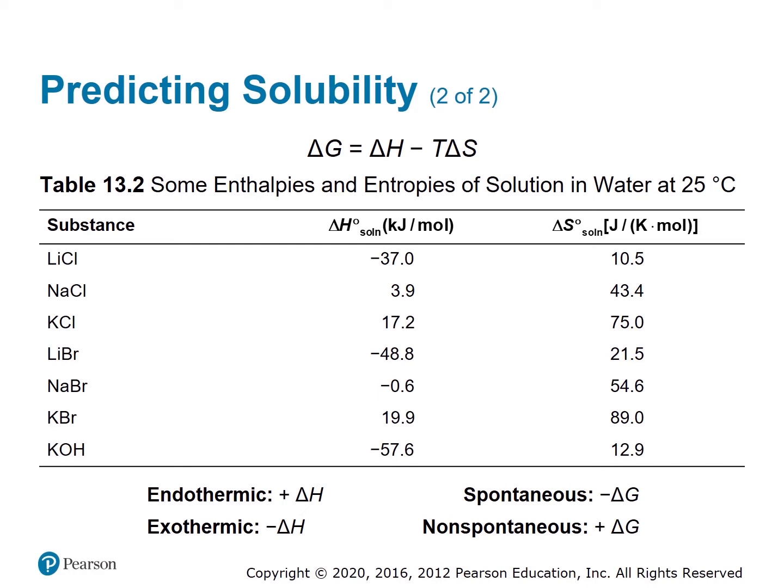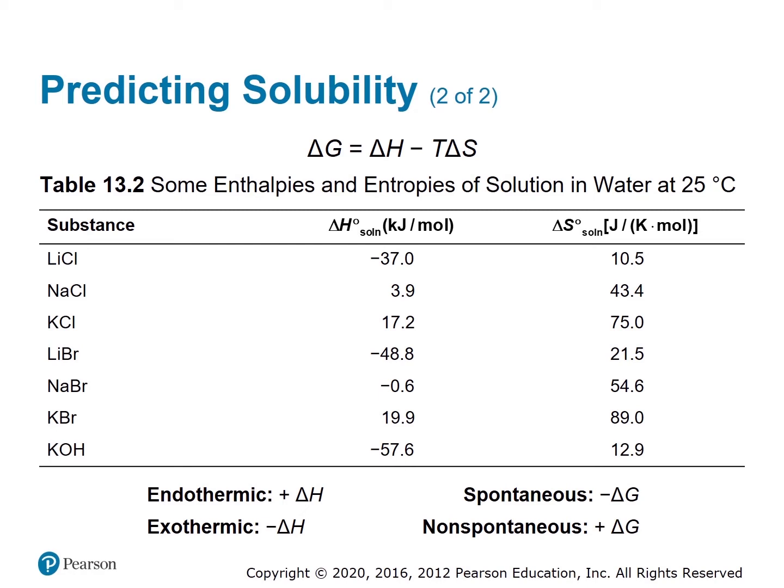Spontaneity, in the context of thermodynamics, refers to whether a process or a reaction can occur on its own without any external input of energy. If we plug in the enthalpy change for a solution, delta H, and subtract the product of the temperature in Kelvin and the entropy change, delta S, we get what's called the Gibbs free energy change, which is delta G.